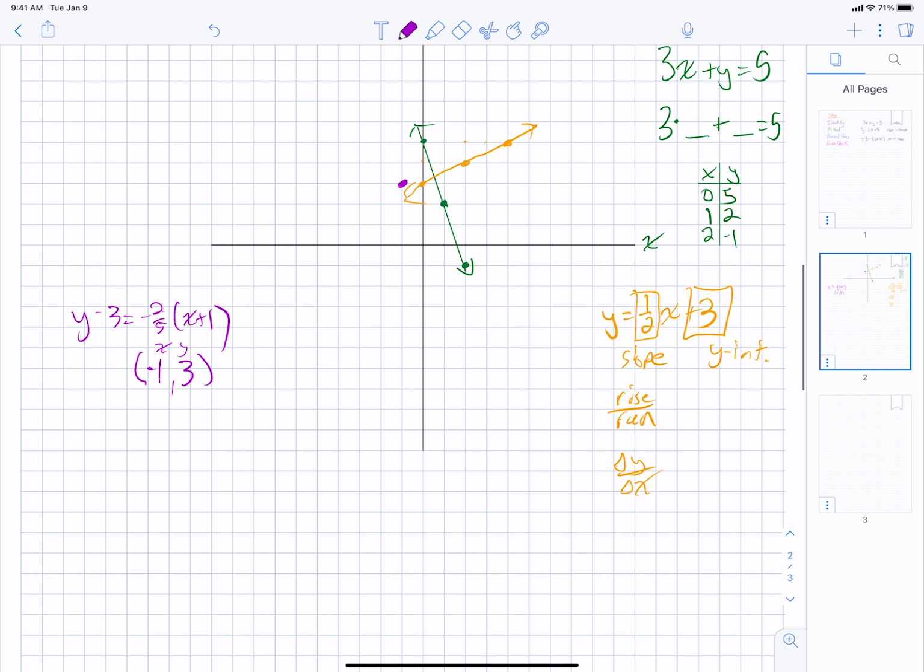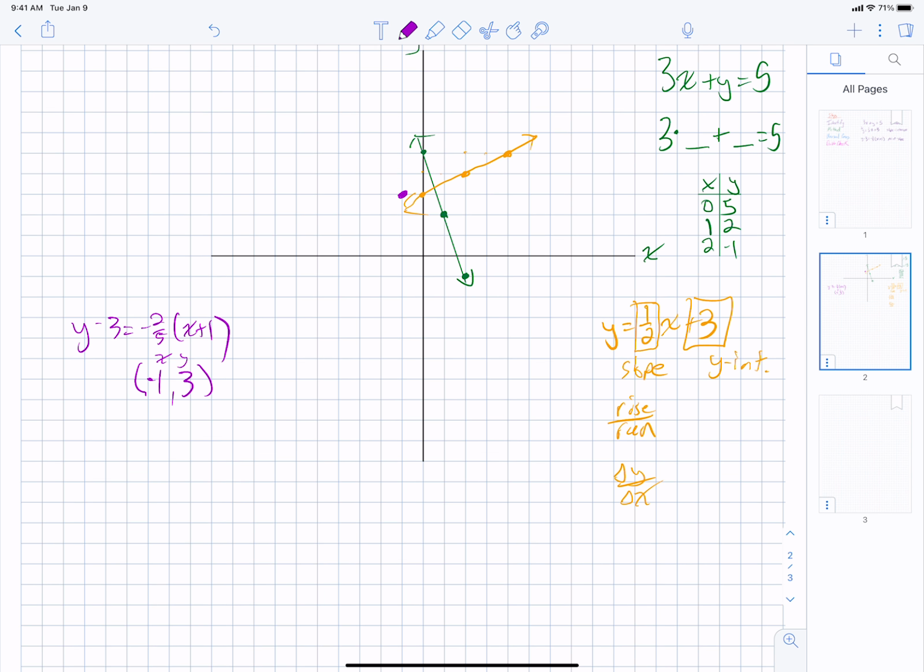And then once again, I use my slope. It's negative 2/5. A negative slope will go down and to the right. Positive is up and to the right, negative is down to the right, so I go down 2 and over 5. And you could do that as many times as you want. Connect them with a line, and you are all set.